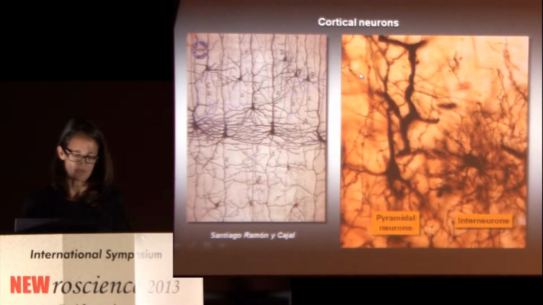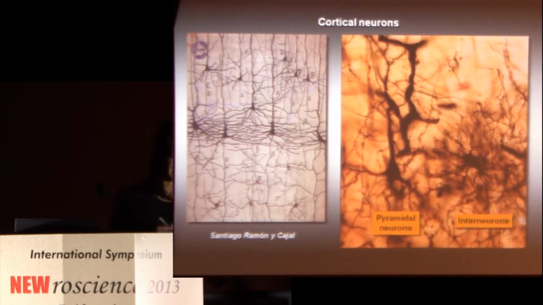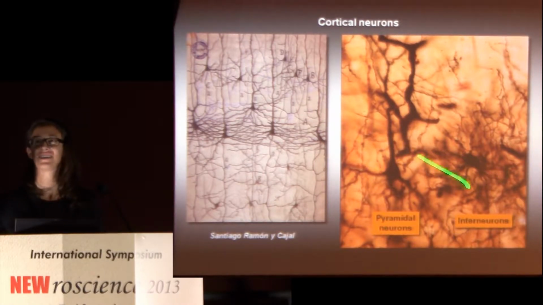These kinds of neurons were described by Santiago Ramón y Cajal, and there are mainly two types of neurons, which are the pyramidal neurons, as we can see here on the right of the slide.